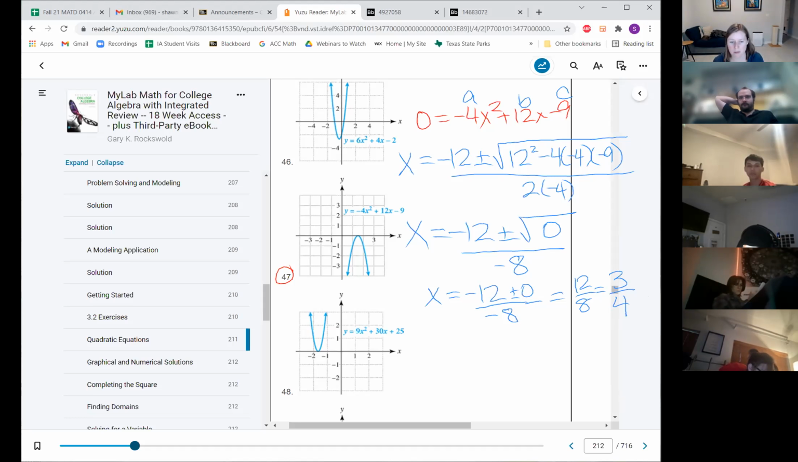So if we take the square root of 0, that's 0. And then -12 plus or minus 0 doesn't matter. We're still going to get -12. So then I just reduced it and I got 3/4.